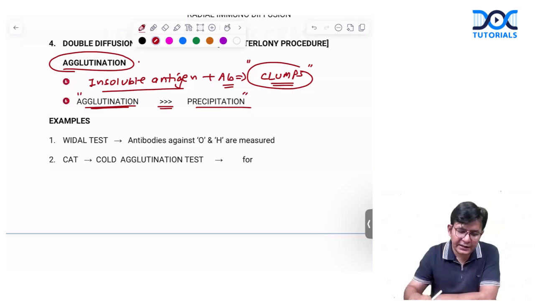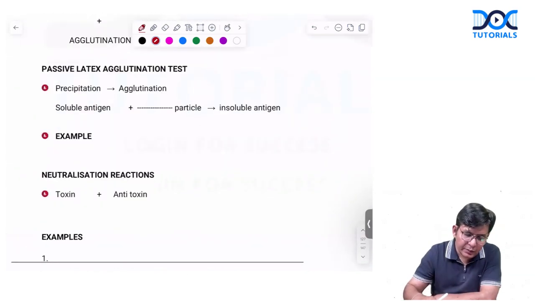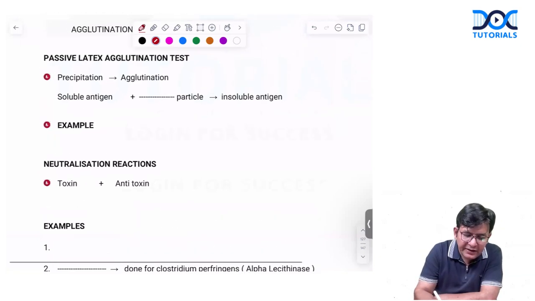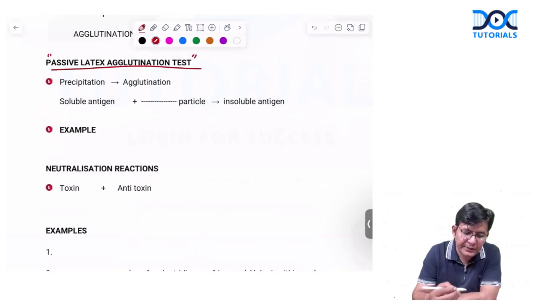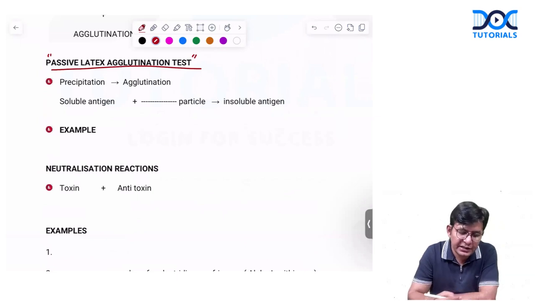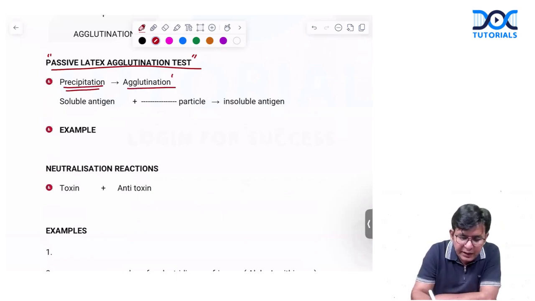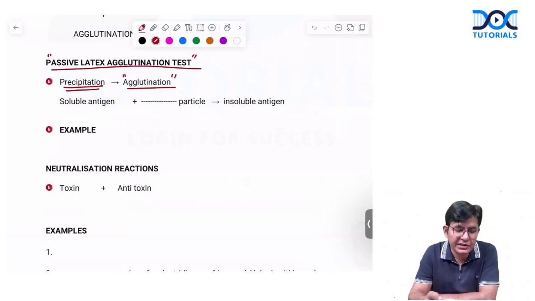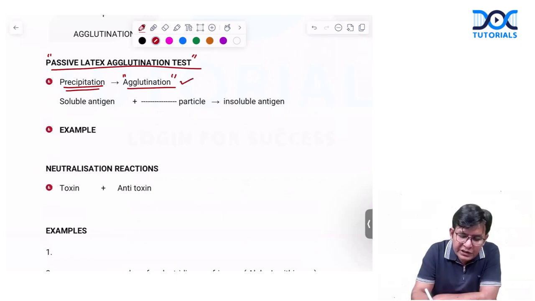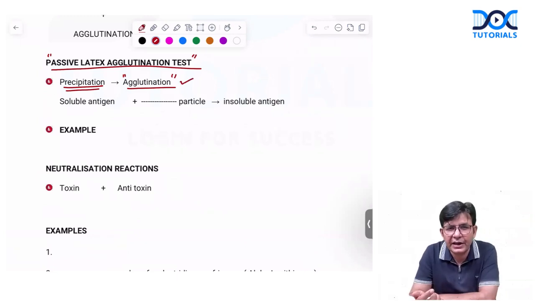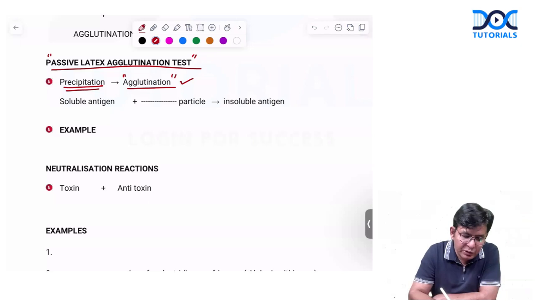And there are certain tests which are known as passive latex agglutination tests. And what is a passive latex agglutination test? They were previously precipitation tests, but now you have changed them to agglutination. How have you changed them and why? Because agglutination tests are better; they are better visualized. And how do you change them? You have to do one thing.